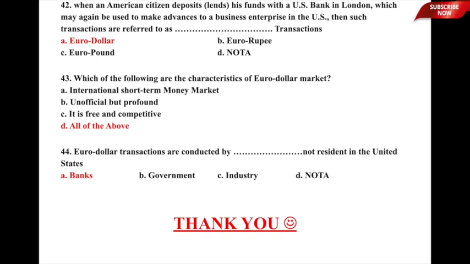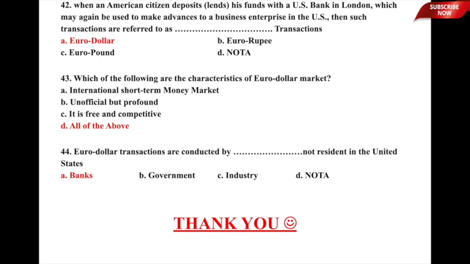Let us now move to question number 43. Question number 43 is, which of the following are the characteristics of euro dollar market? A very niche sort of a question. Characteristics of euro dollar market: A, international short term money market. I mean, euro dollar market is an international short term money market. B, unofficial but profound market. C, it is free and competitive market, and D, all of the above.